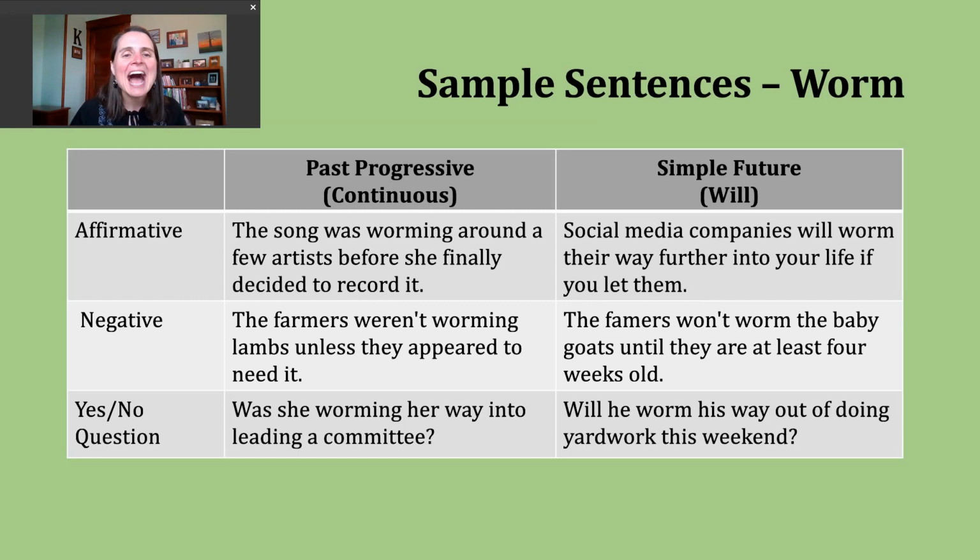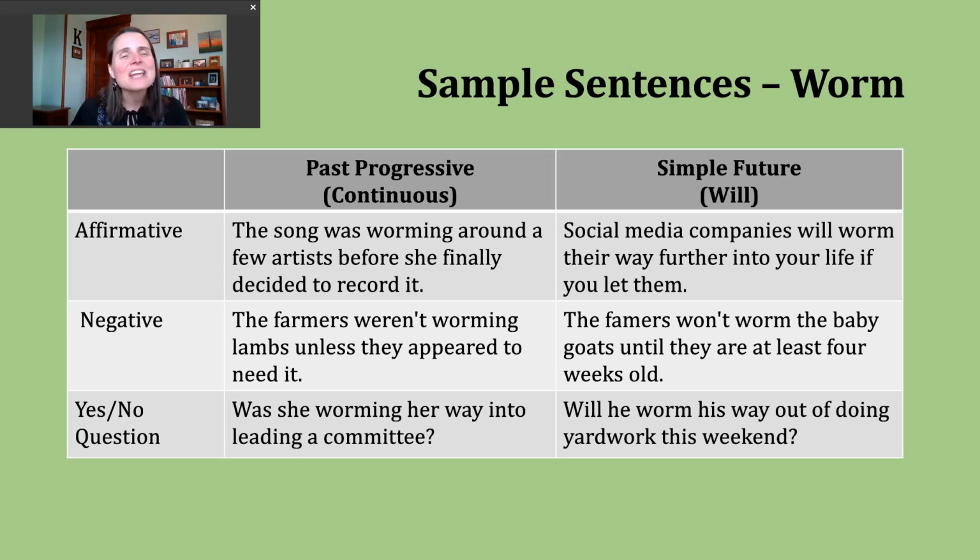Now let's look at making a yes or no question in the past progressive. To do this, start with was or were. Whichever form matches your subject, that subject comes next. Then you're going to have the ing form of the verb. An example of this. Was she worming her way into leading a committee? So here, maybe we don't think this person has the right credentials, the right experience. Maybe it's not the right person for the job, but they're trying to insert themselves into this specific role.